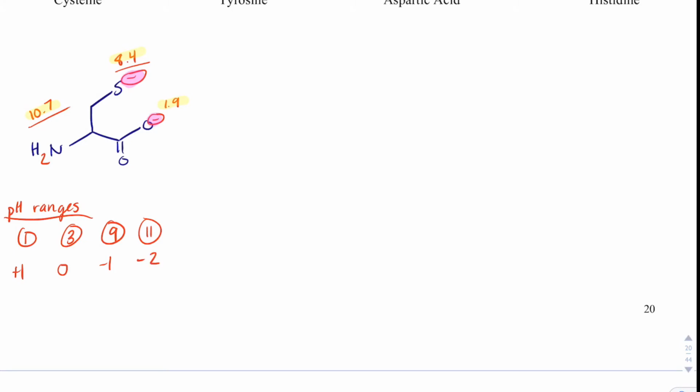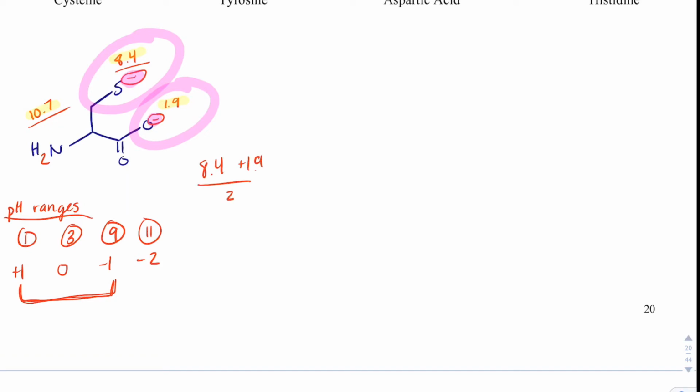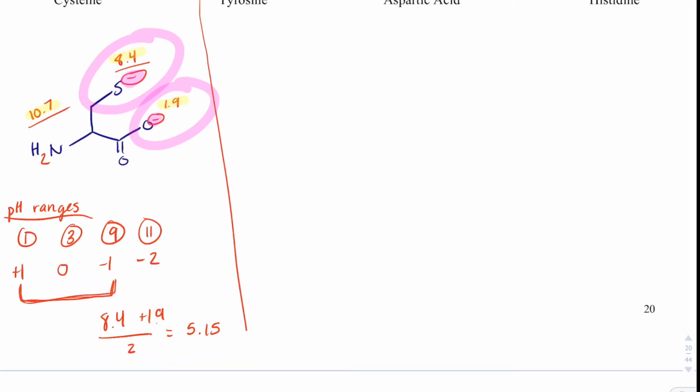Well, what we do is we just take the average of the ranges. So what do I mean by that? Even though I picked 1, this is really going to be the average of the 8.4 and the 1.9. So I'm going to take 8.4 plus 1.9 divided by 2. And the isoelectric point here is going to be 5.15. Okay? When you have a side chain, it is definitely more challenging to get the isoelectric point. So let's try tyrosine.